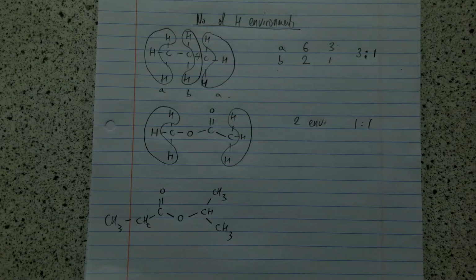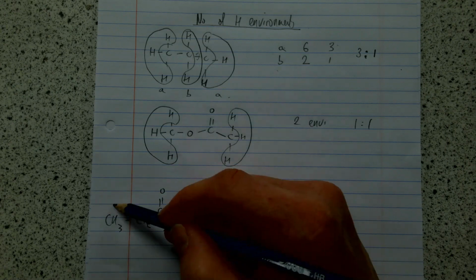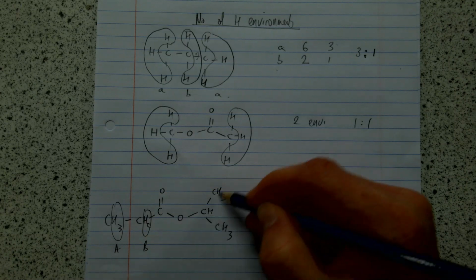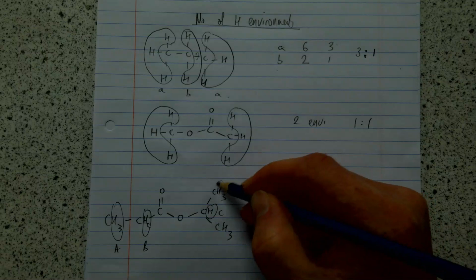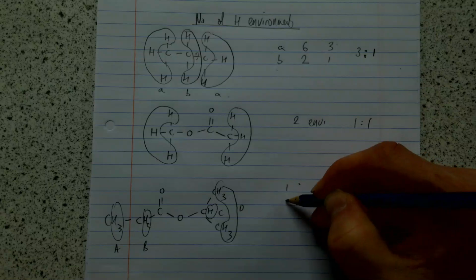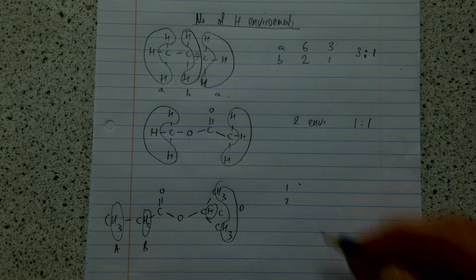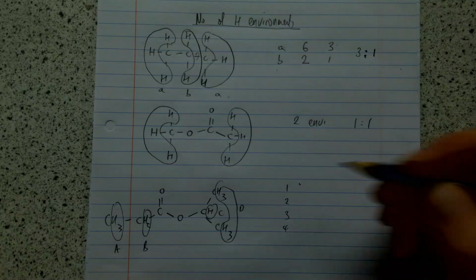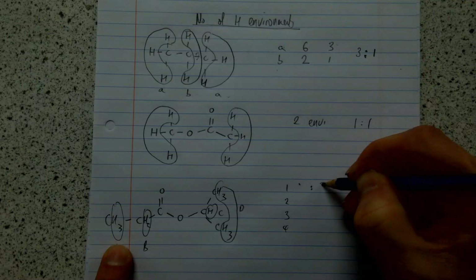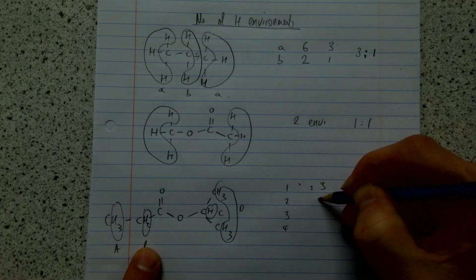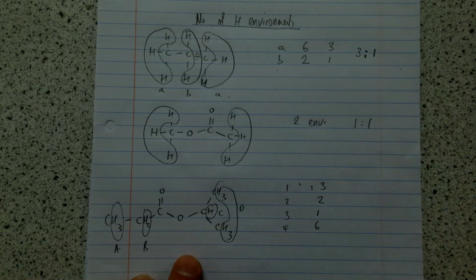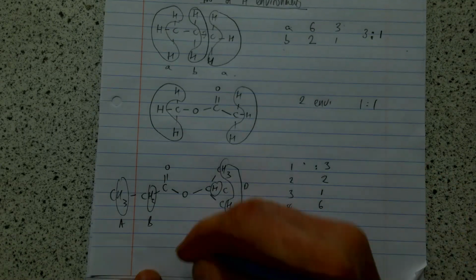The answer is there's 4 environments. That's one, that's one, that's one, and they're equivalent to each other. So we've got 4 environments, 1, 2, 3, and 4, A, B, C, D if you like, and the ratio would be 3 to 2 to 1 to 6, right? We'll do one more of these so you've got the hang of it.